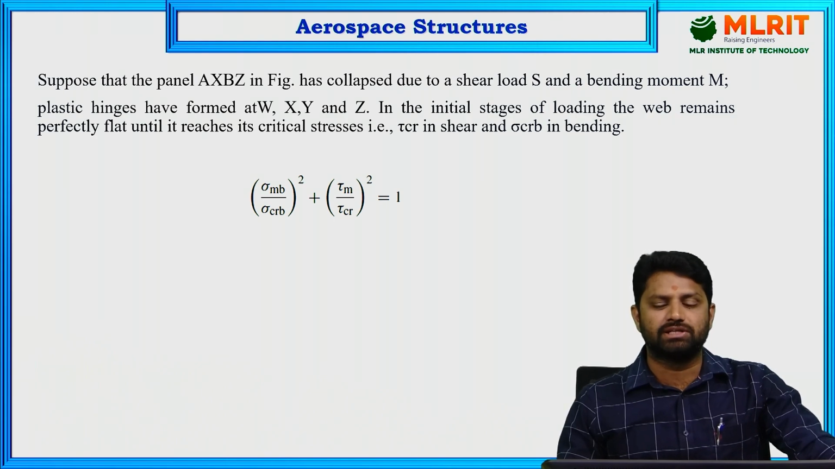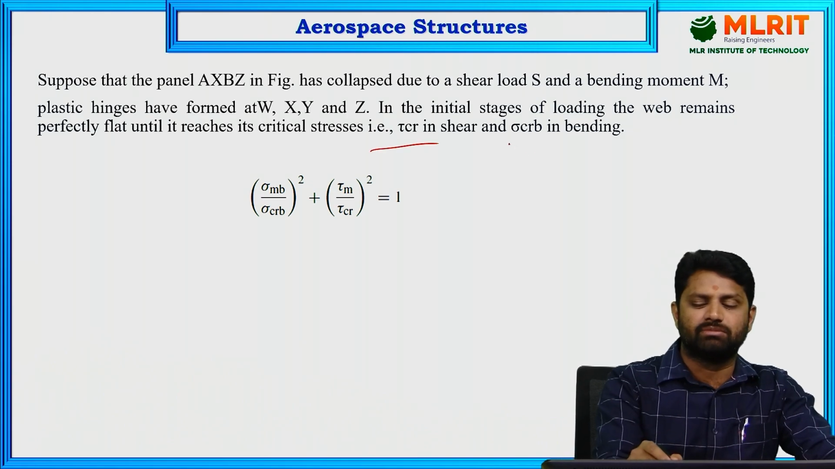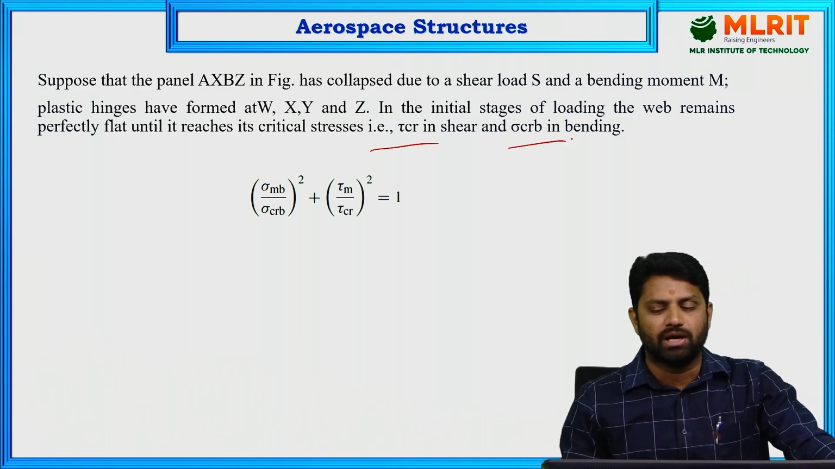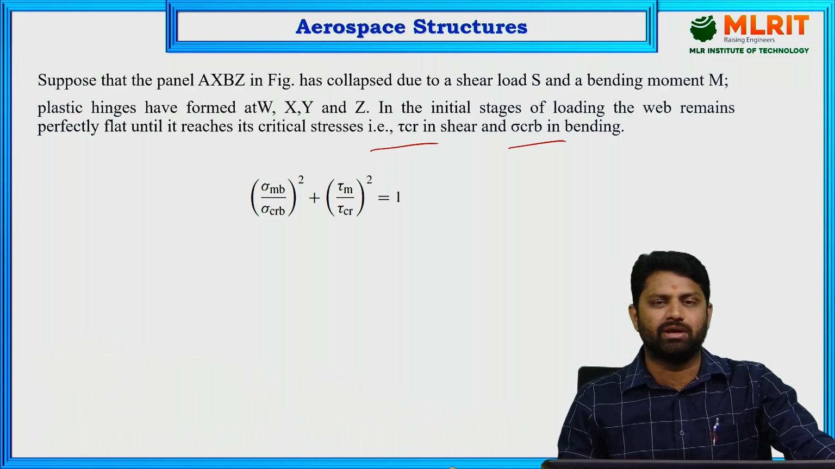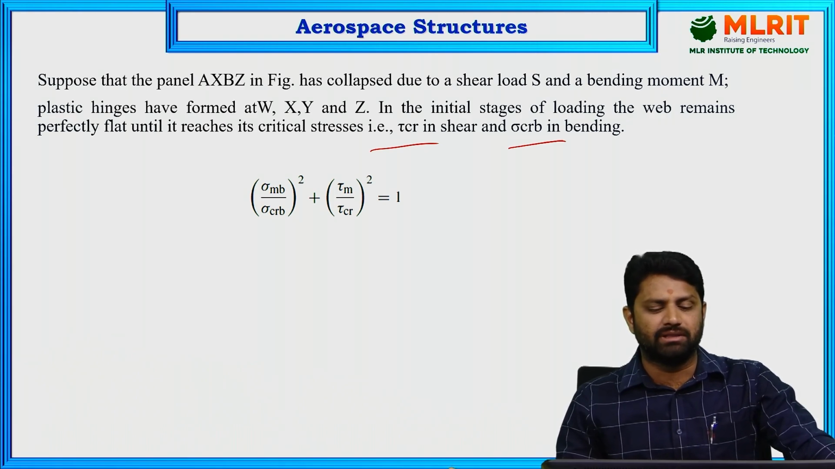In the initial stages of the loading, the web remains perfectly flat until it reaches the critical stresses, that is, tau critical in shear and sigma critical in bending. So the web will be perfectly flat until it reaches the critical values, that may be in the shear or that may be in the bending.